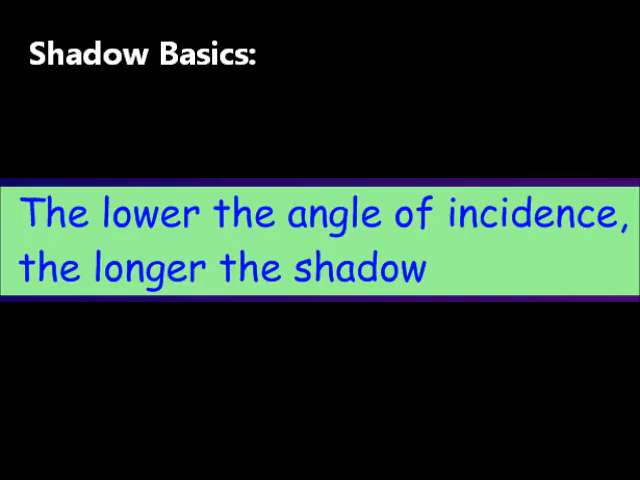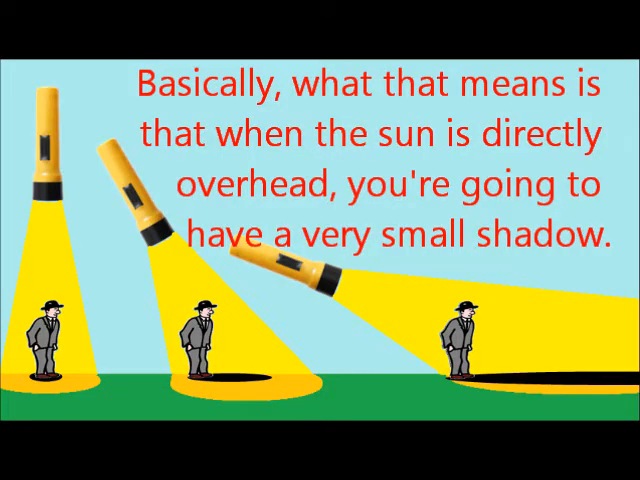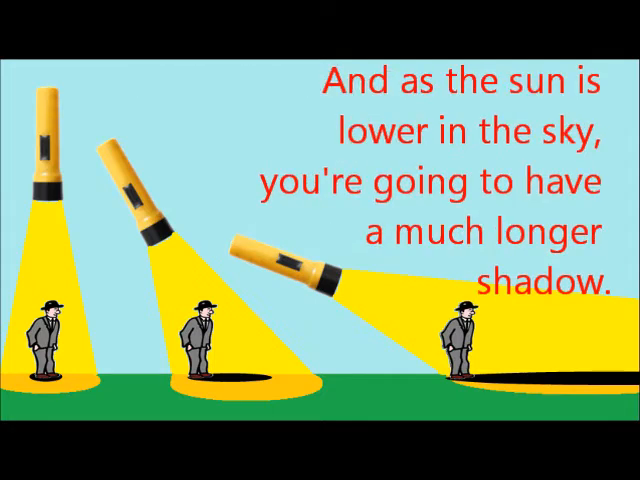Another basic concept of shadow is that the lower the angle of incidence, the longer the shadow. So basically what that means is that when the sun is overhead, you're going to have a very small shadow, and as the sun is lower in the sky, you're going to have a much longer shadow.